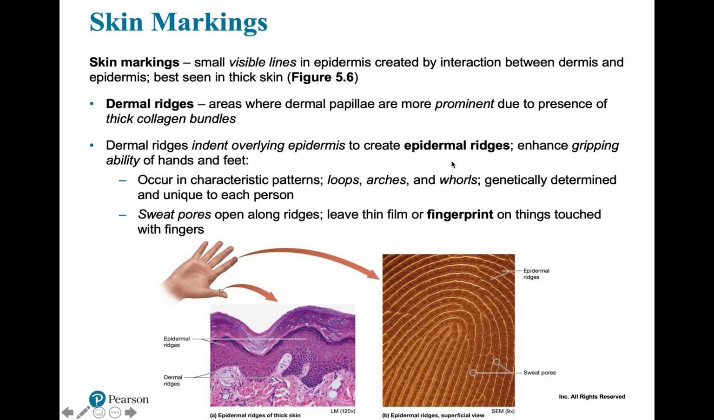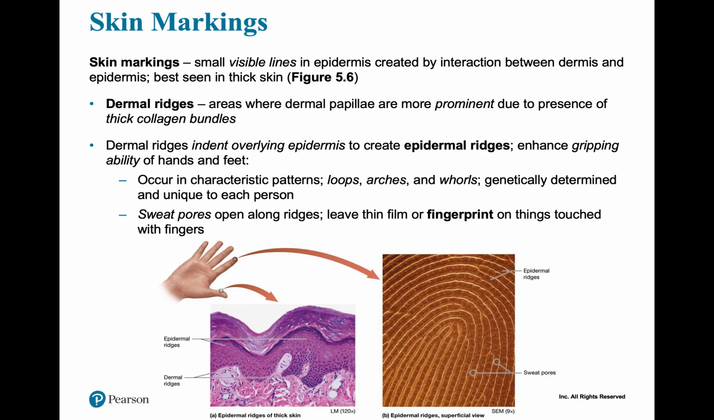Now, these epidermal ridges are more prominent in thick skin. So if you look at the palms of your hands, soles of your feet, your fingertips, your toes, you'll see more prominent epidermal ridges. Those epidermal ridges are thought to give enhanced gripping capabilities to our hands and feet, right? So those fine epidermal ridges help with a better gripping ability. And that also gives us our fingerprint. So those epidermal ridges are our fingerprint.